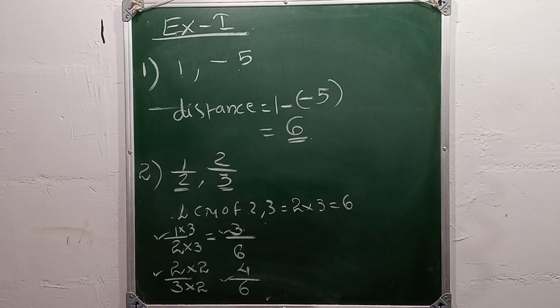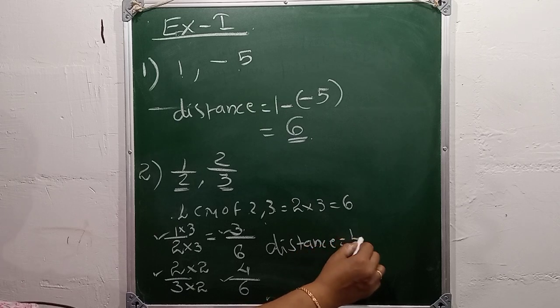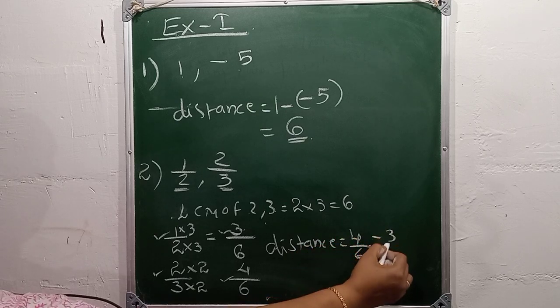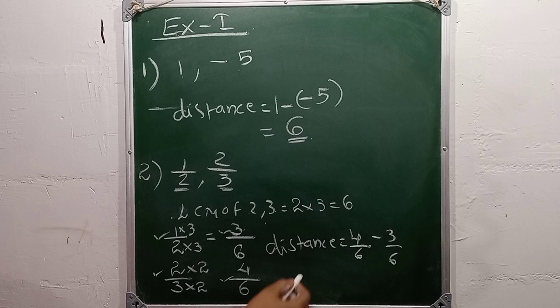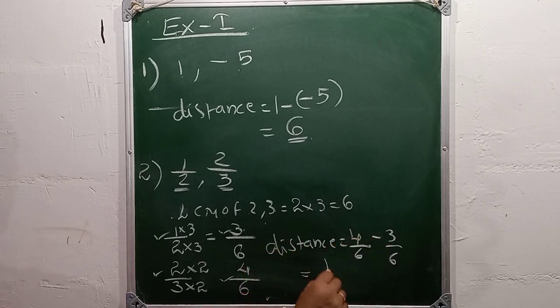So how do we find the difference? Larger minus smaller. So distance is equal to 4 by 6 minus 3 by 6. We know that the denominators are the same, so subtract the numerators. 4 minus 3 is equal to 1. 1 by 6. So the distance between the points 1 by 2 and 2 by 3 is 1 by 6. Okay, next question.